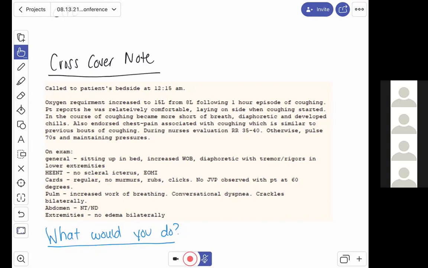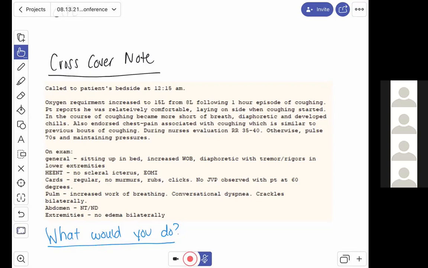And then in terms of his exam, the pertinent stuff to point out, so he's got increased work of breathing. He's diaphoretic. He's tremoring or rigoring in his lower extremities. And then in terms of his pulmonary status, he's got increased work of breathing. He has conversational dyspnea. There are crackles bilaterally, no new edema.